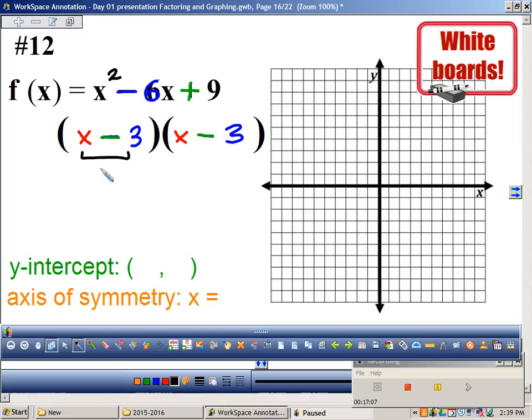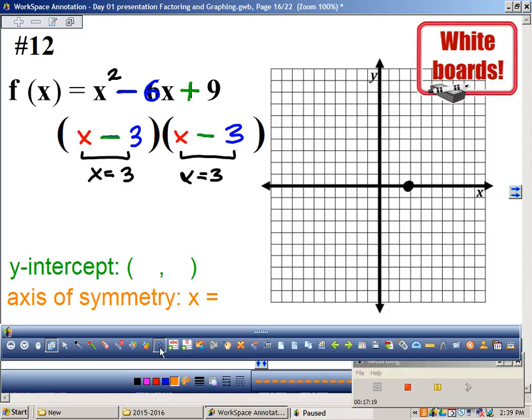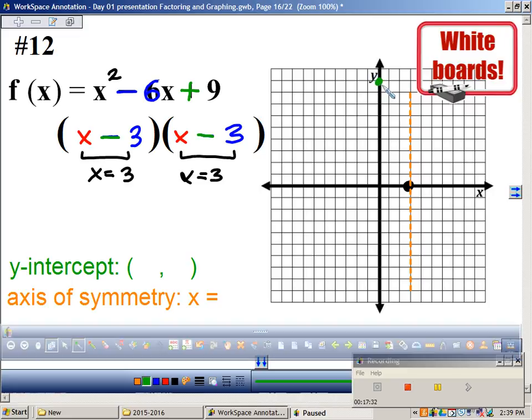What are my zeros? What does x equal here? 3. What does x equal through here? 3. So if I only have one intersection, that's my only zero. So that also means it's my axis of symmetry. So what's my y-intercept? From the original equation, where is it? 9? So that must mean I have another one over here. 1, 2, 3, 1, 2, 3 right here. And then I can graph it.